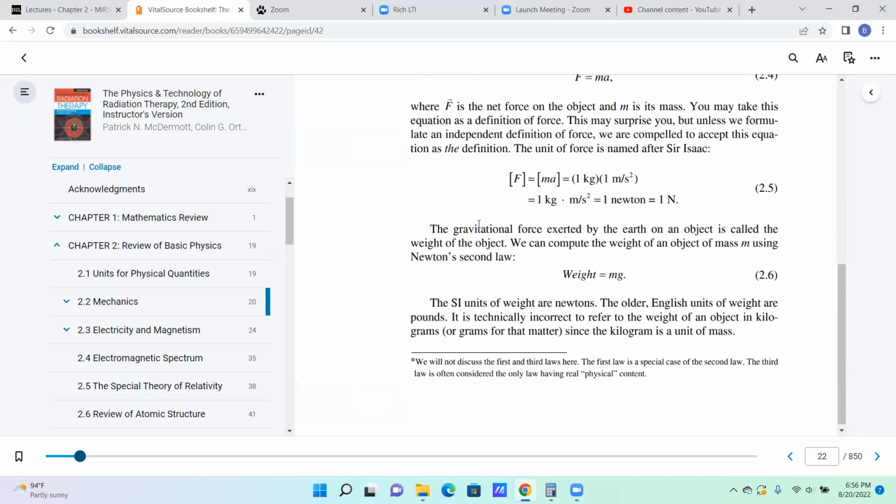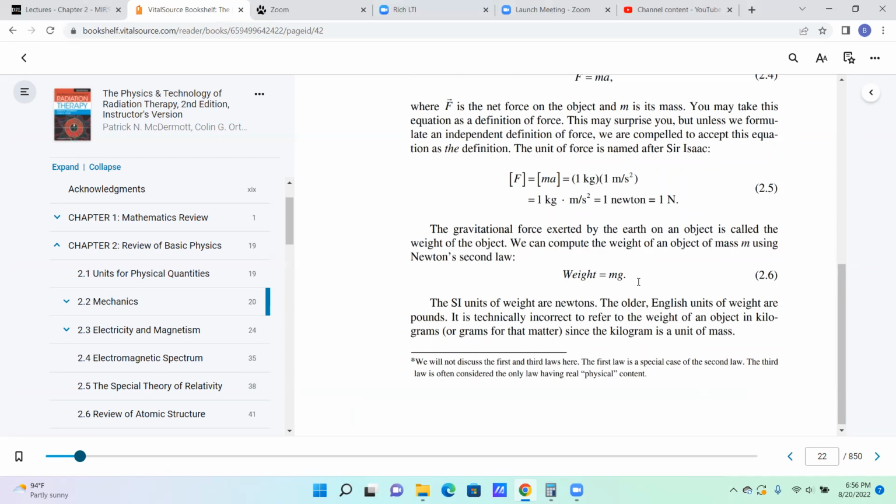Now, force can describe several different things that are acting on an object. One of those forces can be gravity. So the gravitational force exerted by the Earth on an object is called the weight.